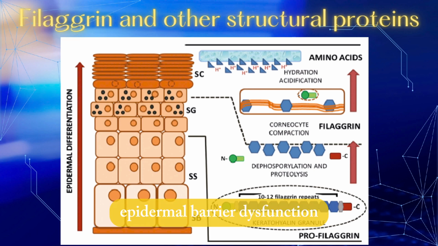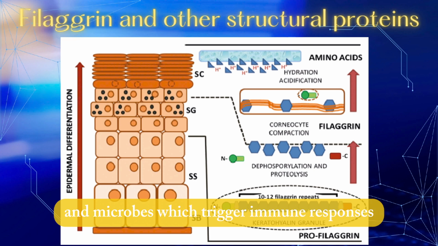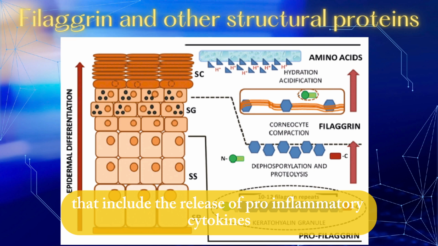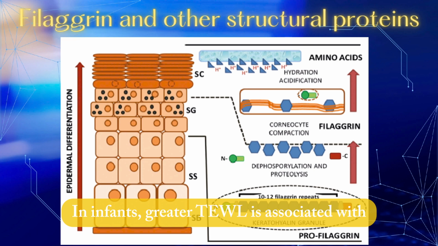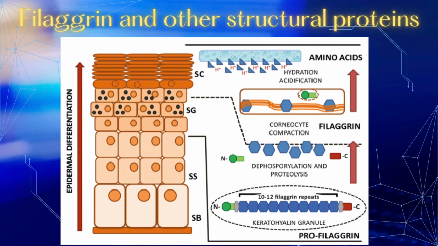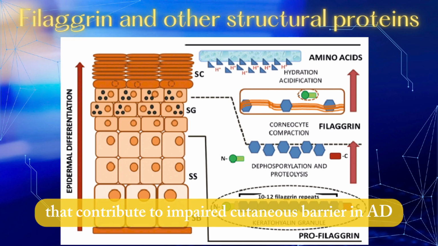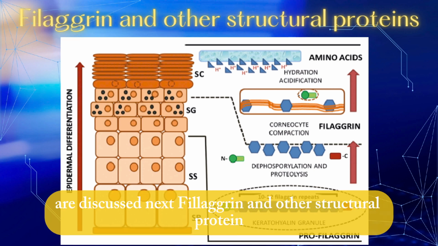Epidermal barrier dysfunction permits easier entry for irritants, allergens, and microbes, which trigger immune responses that include the release of pro-inflammatory cytokines. In infants, increased transepidermal water loss is associated with an increased likelihood of epicutaneous sensitization to aeroallergens, which could potentially play a role in the development of asthma and allergic rhinoconjunctivitis. Factors that contribute to impaired cutaneous barrier in AD are discussed next.